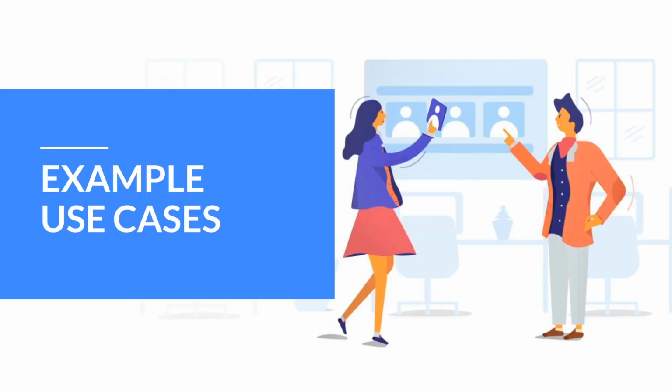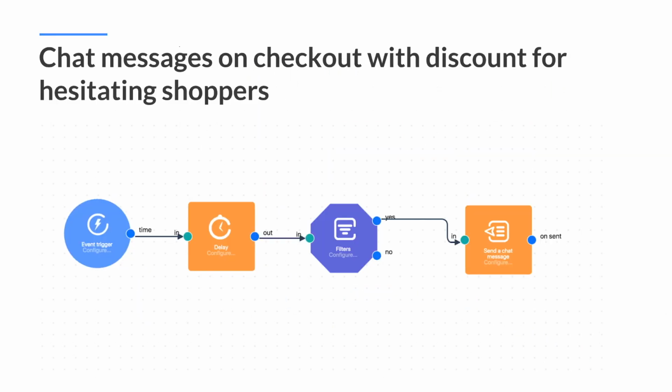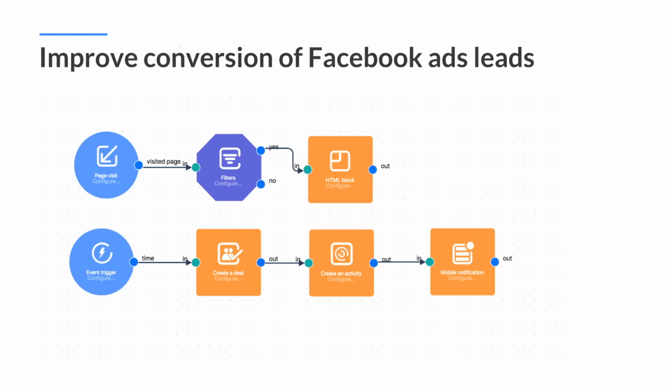As you know, it's a lot easier to grasp complicated ideas when they're presented on a simple use case. This is why we've included this part of the presentation where you can show examples based on real-life situations in your company. We've included several ideas that a lot of companies use. So the first one is instant call after registration, chat message on checkout with discount for hesitating shoppers, and improved conversion of Facebook ads. Of course, you should use cases that are more familiar to the people who will be at the meeting, and more practical in your business case.